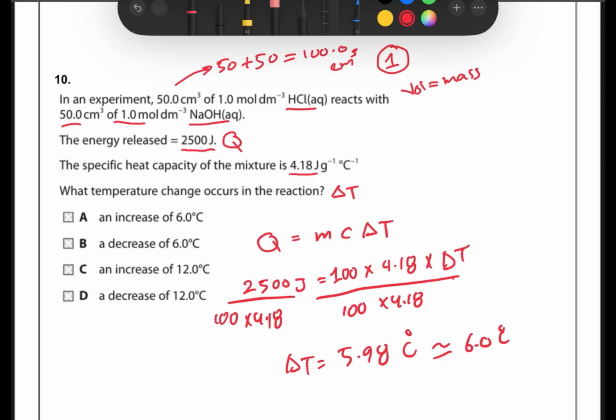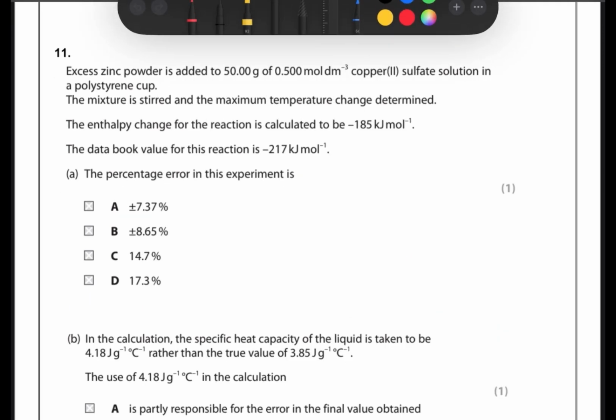And since this reaction is a neutralization, it's exothermic, and it has to be delta H with a negative sign. So the answer is A. It's an increase of 6 degrees Celsius. The question says excess zinc powder is added to 50 grams of 0.5 moles of copper sulfate solution. In a polystyrene cup, the mixture is stirred and the maximum temperature change determined.